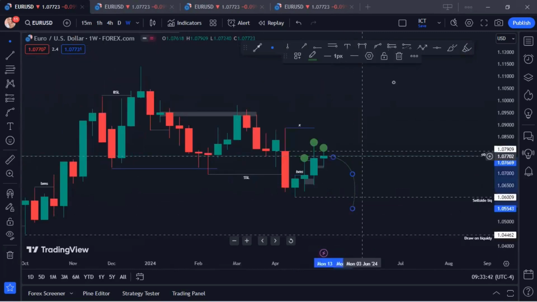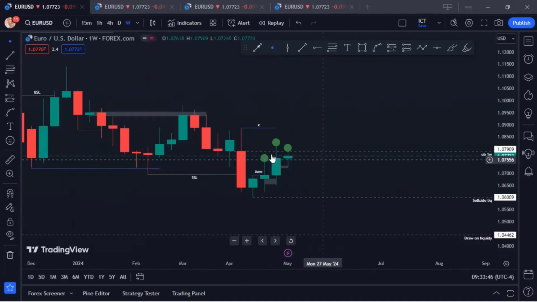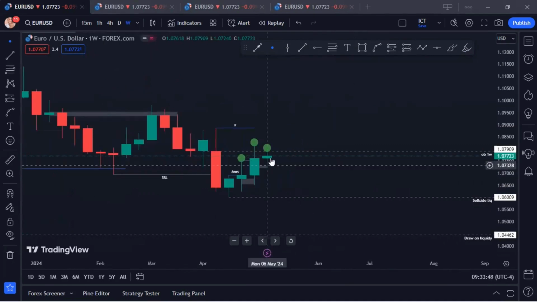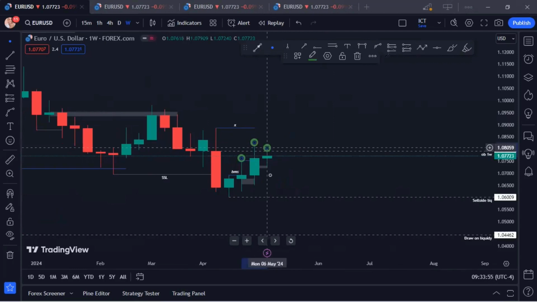Now, another confluence is that I'm expecting a massive expansion this week, because previous week closed as a contraction candle. It closed with a contraction candle, so I'm actually expecting a heavy expansion to the downside. So what would be the validation?